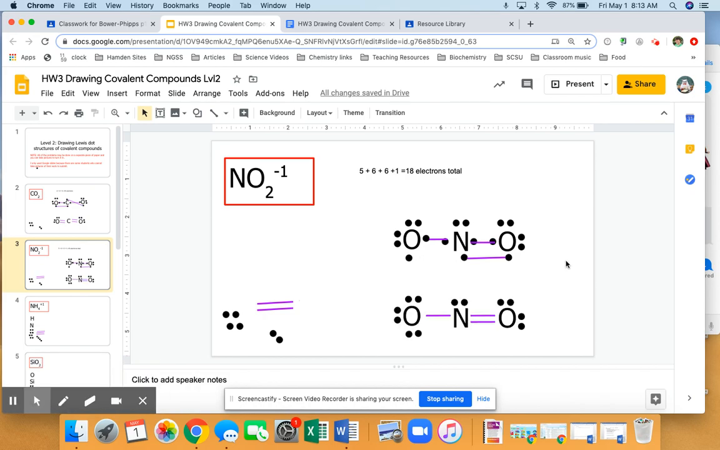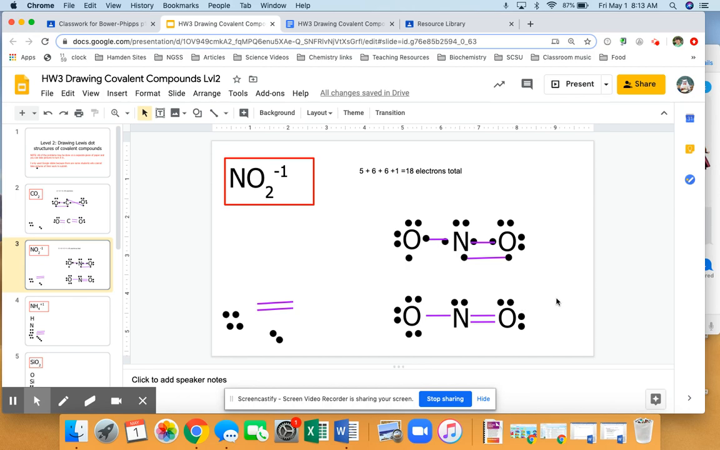All right, on the bottom here, you can see what this looks like. Remember, we need to have 1 nitrogen, 2 oxygens, 18 electrons total. 2, 4, 6, 8, 10, 12, 14, 16, 18 electrons total. And we have 1 bond here, and we have 2 bonds here. And the octet rule, 2, 4, 6 plus this 8, 2, 4, 6, 8 for that nitrogen, and 2, 4, 6, 8 for that oxygen.